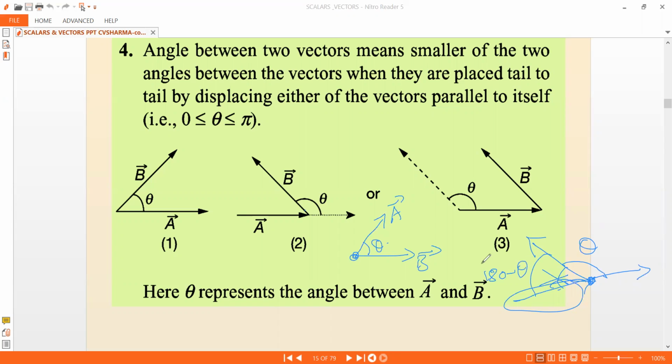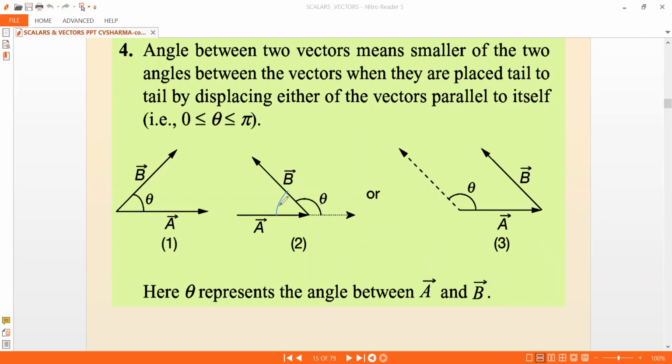If head and tail are matching, the angle you see over here is actually 180 minus theta. Because this entire line is a straight angle, if this is theta then this is 180 minus theta, and they form a linear pair. A linear pair means the sum of the angles is 180. If I remove this line, what I get is a total of 180 degrees for this straight line. That is the idea I want to convey here.